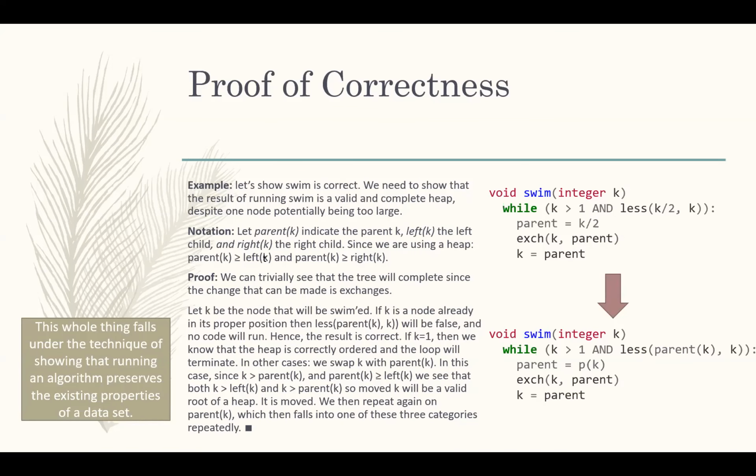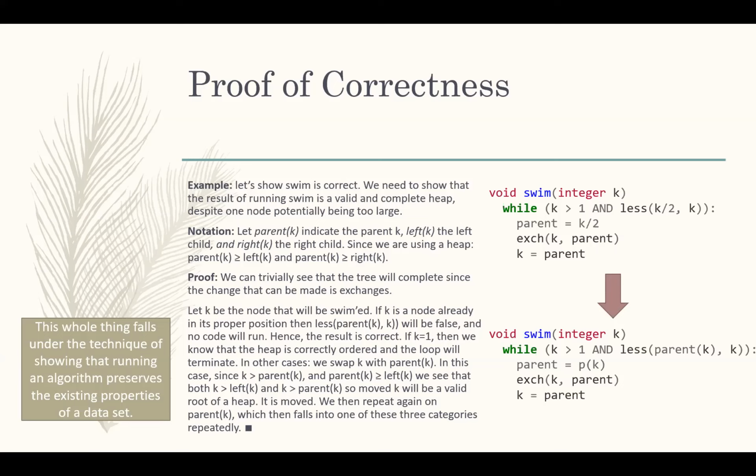All right, so really quick, this is a proof of correctness for swim. This is our example. We want to show that swim is correct. Basically what that means is that once we run swim, we get back a valid heap that is complete. We basically fix one little position there.